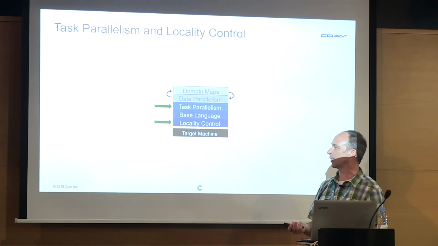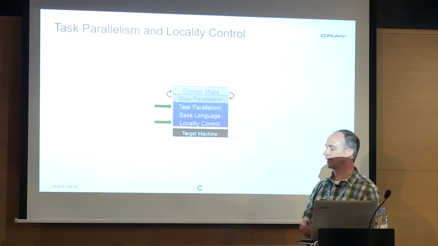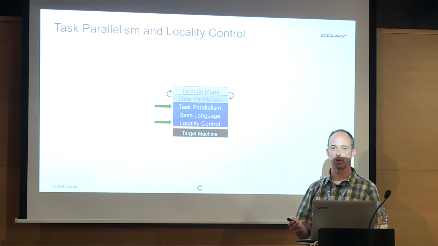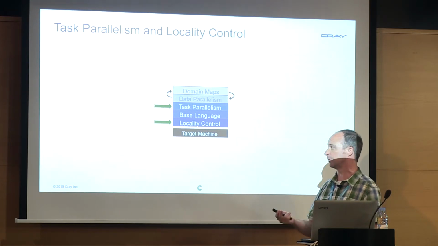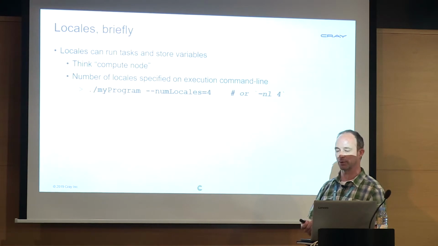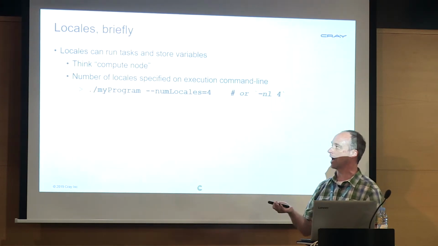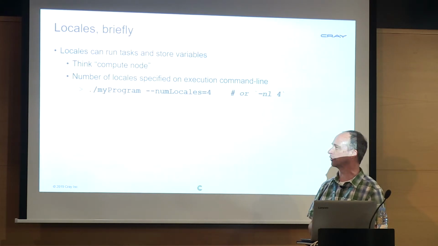I'm going to go to task parallelism and locality control next. Task parallelism is about saying what should run concurrently with other things. And locality control is about saying where things should run, which is particularly important on distributed memory systems, of course. And I'll do both of these with a single example. But let me define one term before I get there, which is the notion of a locale. You may have seen this on some of the graphs I showed earlier.